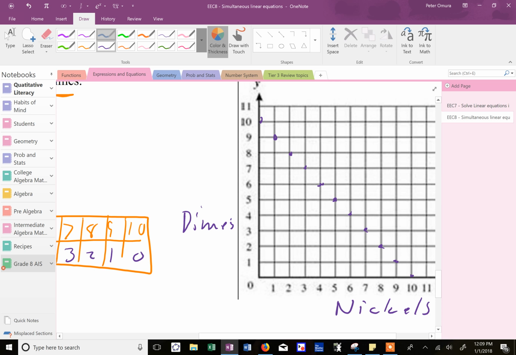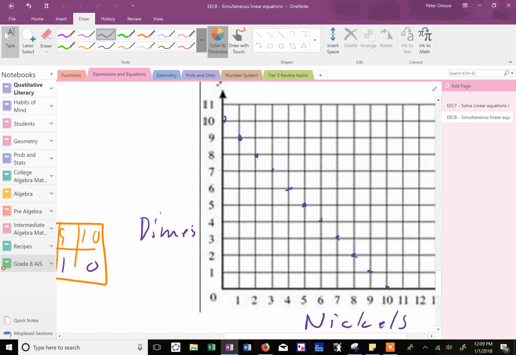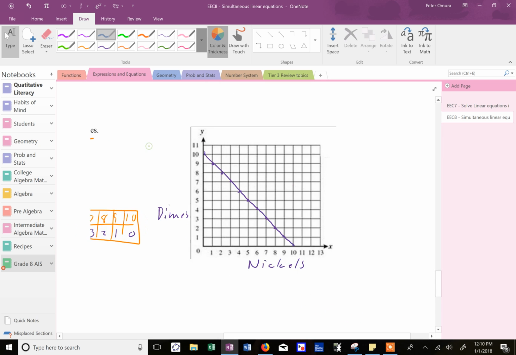Now, technically, you probably shouldn't connect the lines because you can't have half a nickel. And you should always use a straight edge as well, but I don't have a straight edge available to me. So I'm going to draw, to the best of my ability, all the way down. And this line's a little bit of a not true statement because you can't have half a nickel.